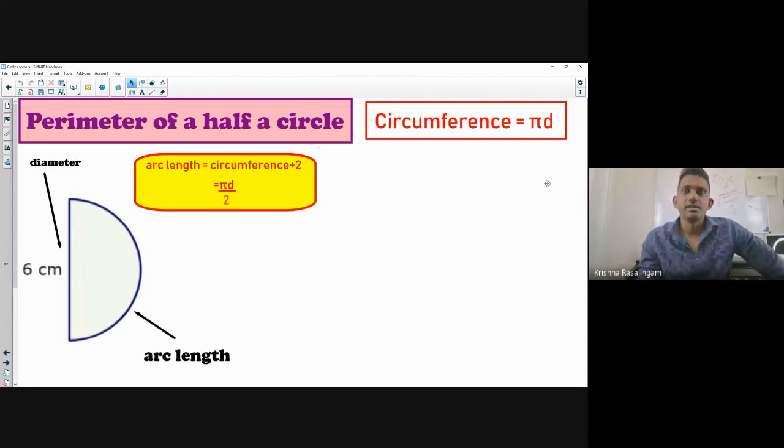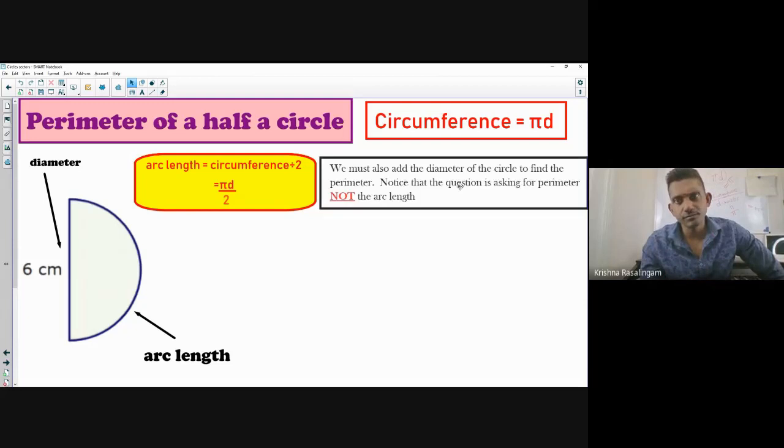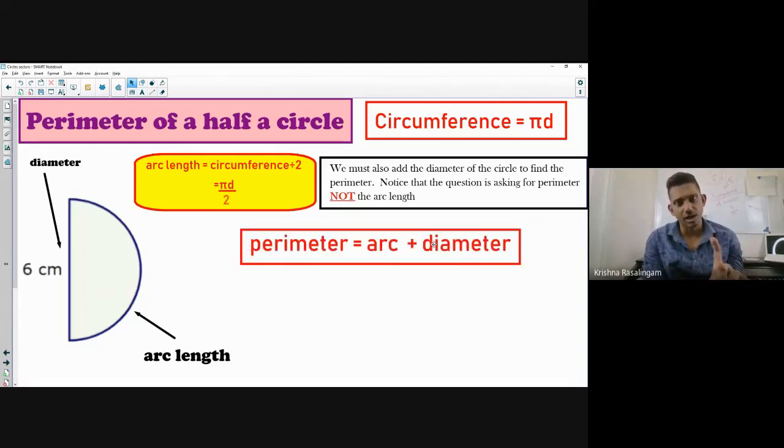Yeah? So, but if I'm asking you to find the perimeter, that means we must also add the diameter of the circle to find the perimeter. Notice that I'm asking you for the perimeter, not the arc length. Yeah? Well, you know, in the purple it says perimeter of a half circle, so that's the point I'm labouring. So to get the perimeter of this shape, we'd have to do the arc plus the diameter. Yeah, or it would be 2 radii if we were given the radius in the question.